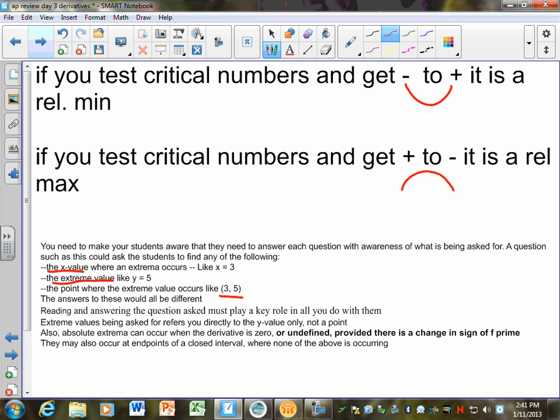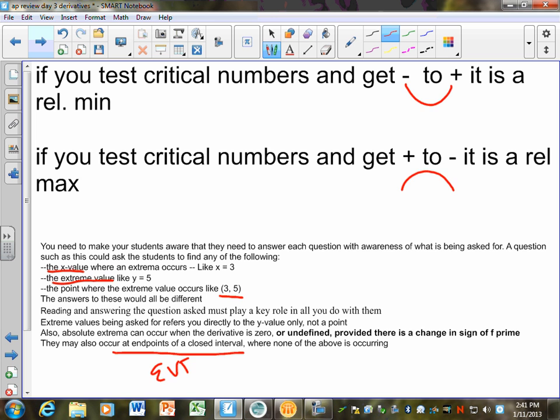And again, notice that the extrema can occur when the derivative is 0 or undefined, as long as you can show that there was a change in sign of our derivative. And we talked about yesterday with the extreme value theorem. Remember that this also could occur at the endpoints of a closed interval. That's the extreme value theorem. All right, so lots of things to keep in mind as you're doing these problems.